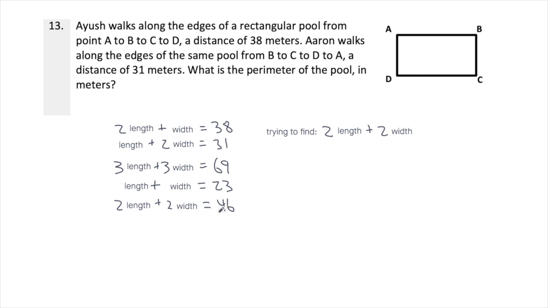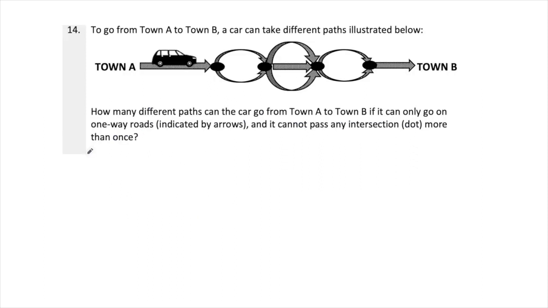For this problem, we have to figure out how many different ways the car can go from town A to town B. To go from this point to this point, there are 2 ways. To go from this point to this point, there are 3 ways. To go from this point to this point, there are 2 ways. To figure out how many ways there are to go from town A to town B, we have to multiply the number of ways to go from one point to another. So we would do 2 times 3 times 2, and we get 12. So the answer to this problem is 12 paths.